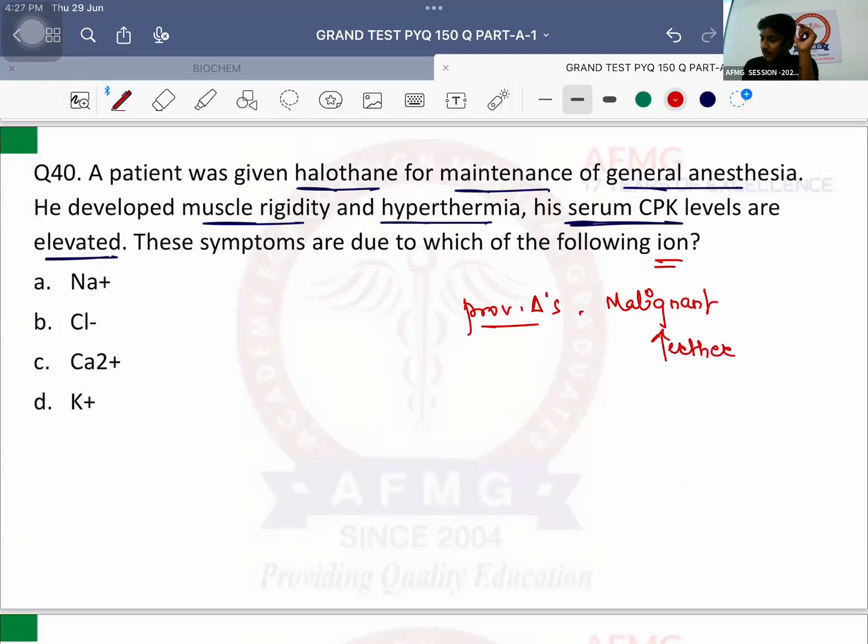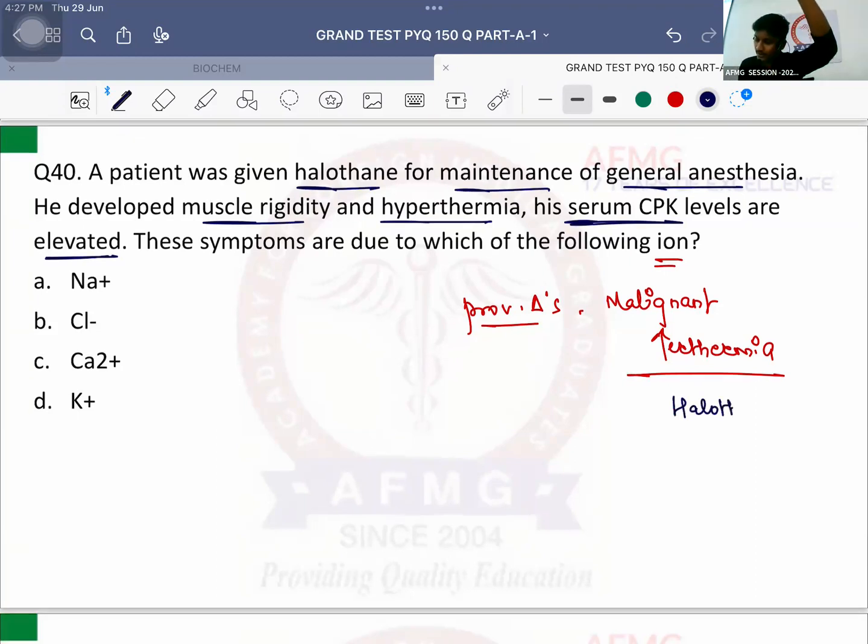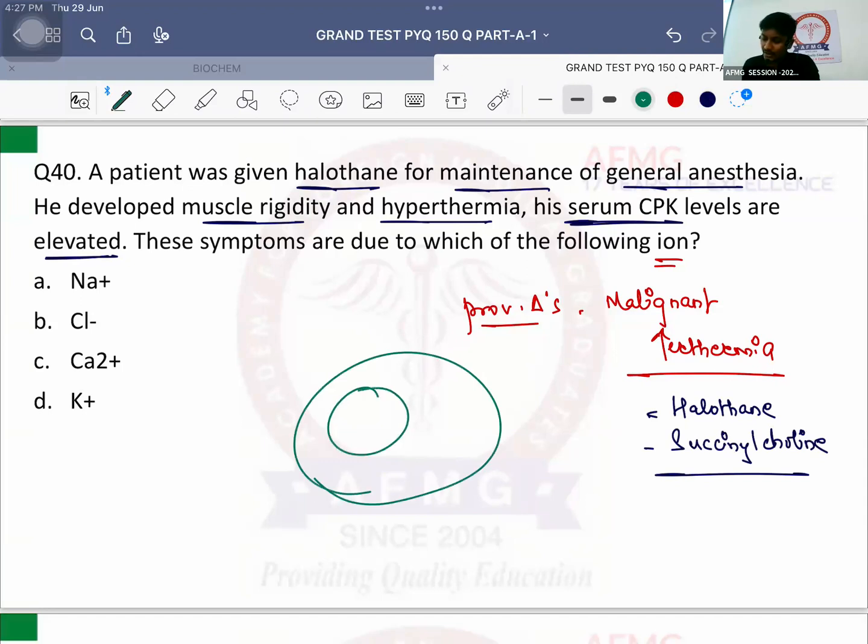Malignant hyperthermia is a pharmacogenetic disease. What do I mean by pharmacogenetic? हर patient में होगा क्या जो halothane लेगा? No. Only a patient who has some genetic mutation. In that patient, if we give 2 drugs, one is halothane and second is succinylcholine. If these 2 drugs are given in a patient who is genetically predisposed, that patient will have what? Normally, this is the muscle cell. And the endoplasmic reticulum in the muscle cell is known as sarcoplasmic reticulum. That releases what into the cytoplasm? Calcium. And that calcium causes muscle contraction. Usually, important is, please remember this.